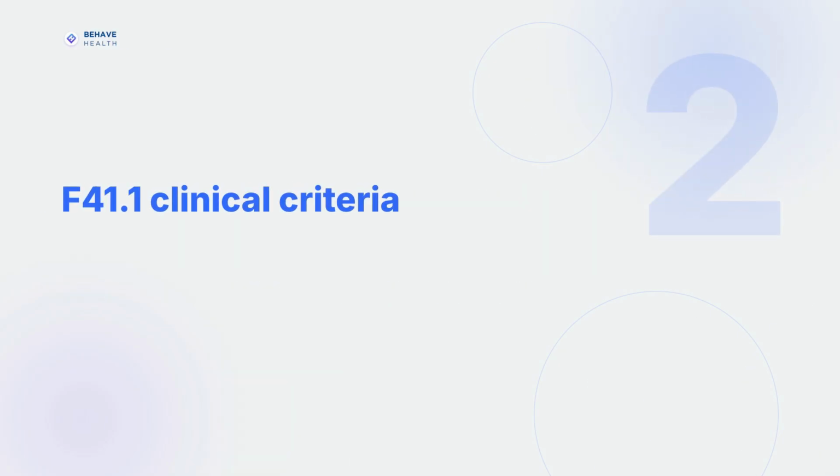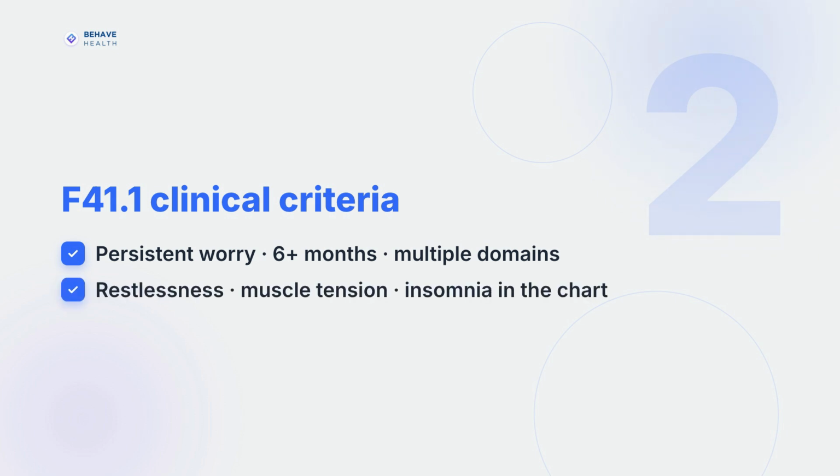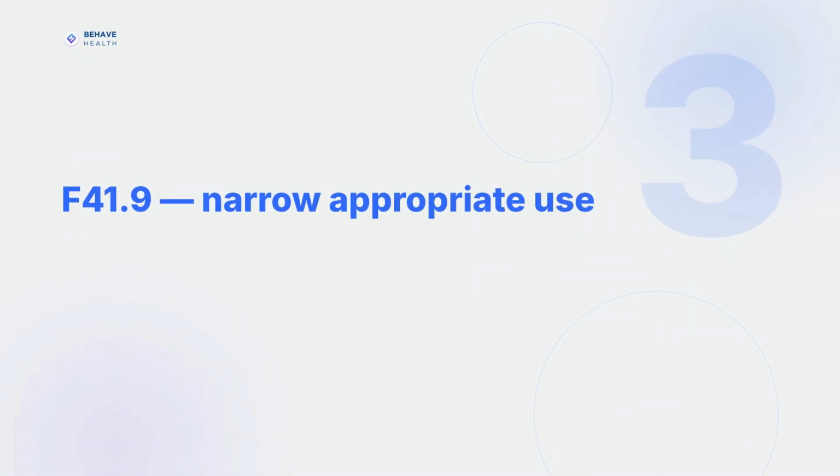F41.1 has specific clinical requirements. Not every anxious patient qualifies. The patient must have persistent, excessive worry about multiple life areas for at least 6 months. Associated symptoms must appear in documentation: restlessness, muscle tension, insomnia, not just the code. F41.9 is a temporary placeholder, not a permanent diagnosis.